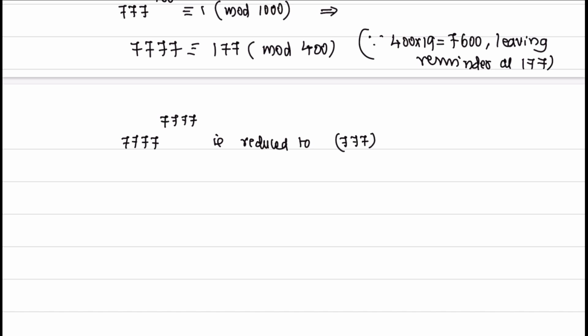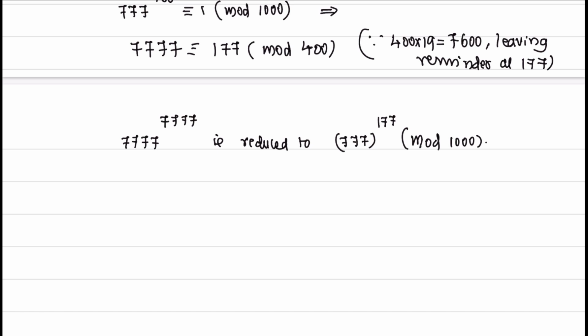This 7777 power, what we have done? 177, mod 1000. That means 7777 to the power of 7777 is reduced to 777 to the power of 177 mod 1000. If I calculate this much, then we are going to get the answer for the given question.